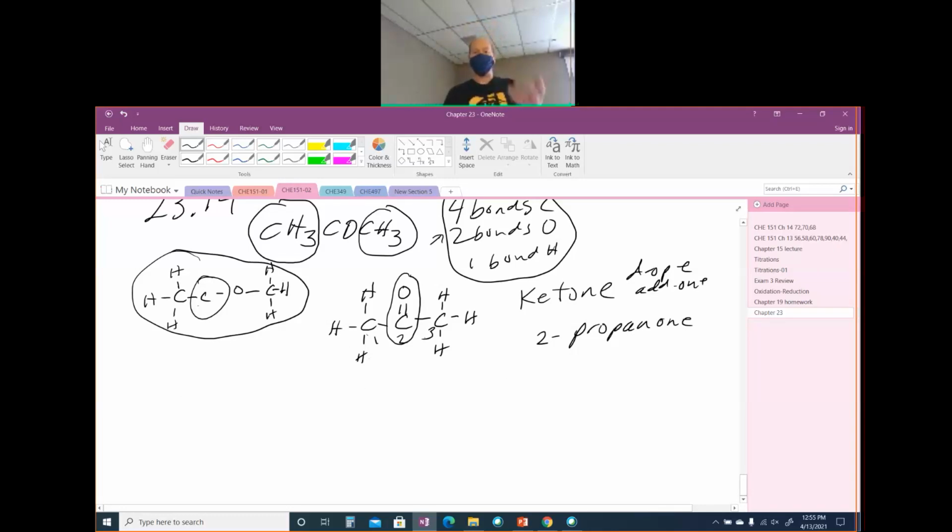All right, again, no one would call this 2-propanone. Everyone will call this acetone. So if it says to name it and you name it 2-propanone, great. If you name it propanone, great. If you name it acetone, great. If you name it dimethylketone, great. If you name it anything else, it's the wrong answer.